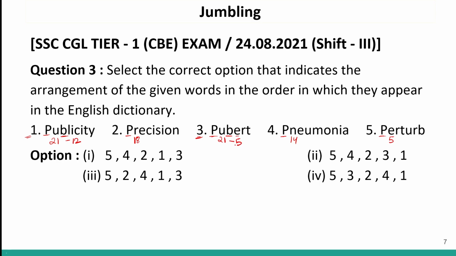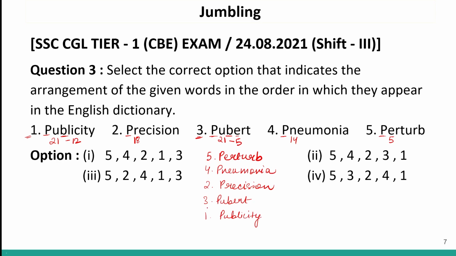Correct? So the order will be, the first word will be perturb. The next word will be pneumonia. In pneumonia, P is silent. Okay. Then the next word will be precision. After this, the next word will be pubert. And after this, the next word will be publicity. So the correct sequence will be 5, 4, 2, 3, 1, and 5, 4, 2, 3, 1 is given in option number 2. So option number 2 will be the correct answer to this question.